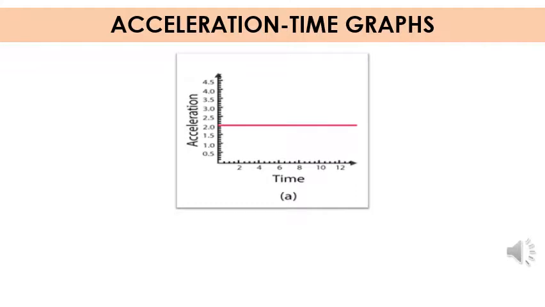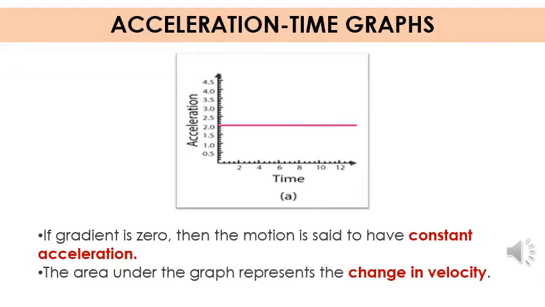Acceleration versus time graph. Following are the points understood from the graph. If the gradient is 0, then the motion is said to have constant acceleration. The area under the graph represents the change in velocity.